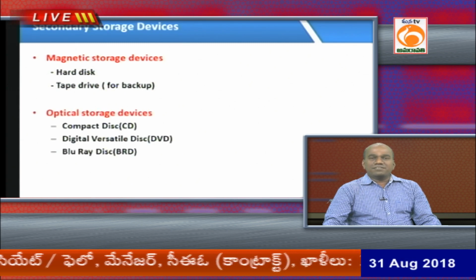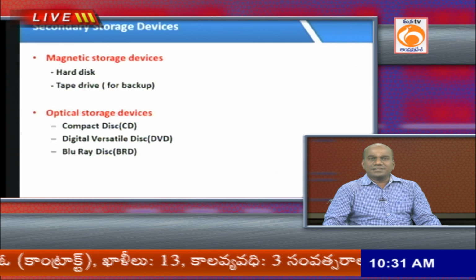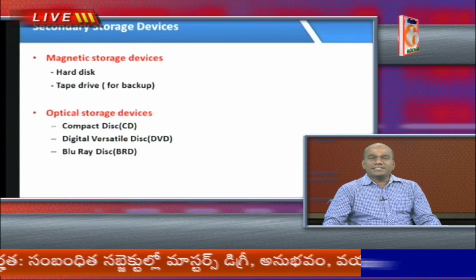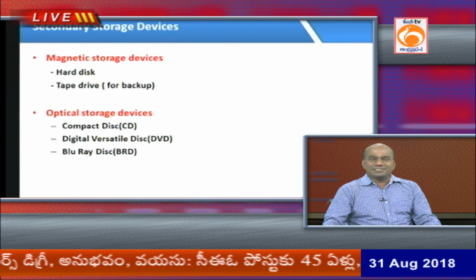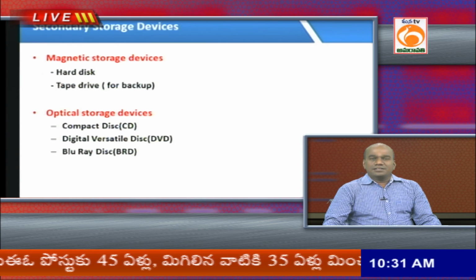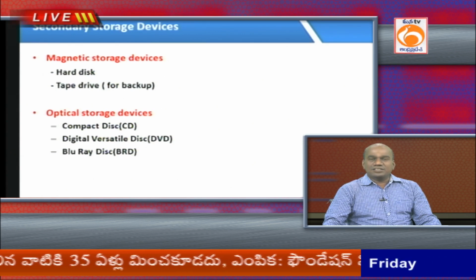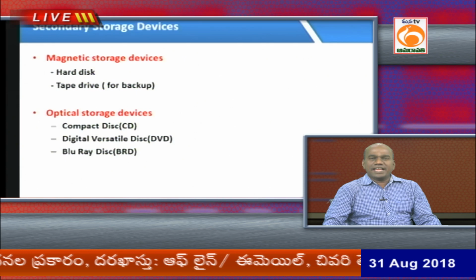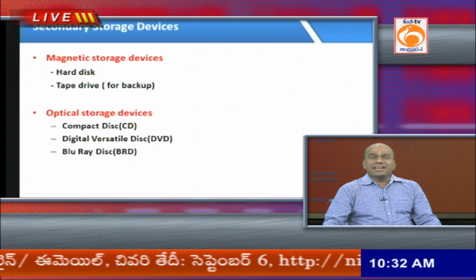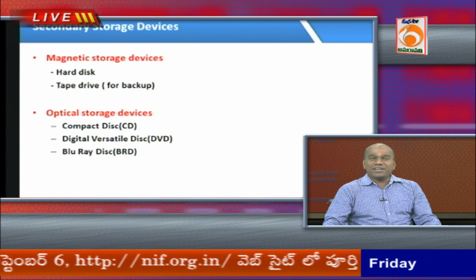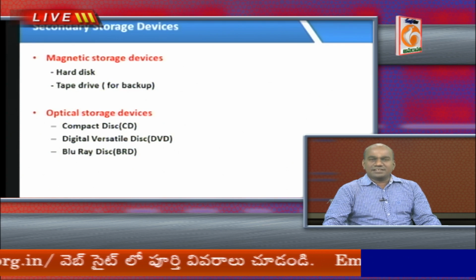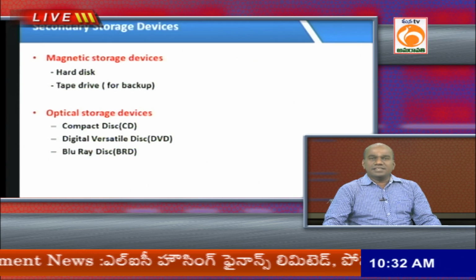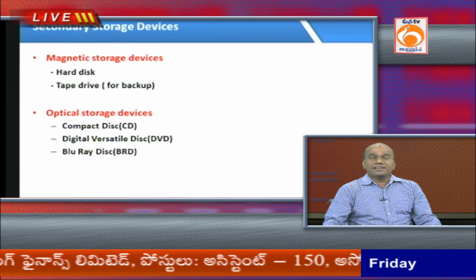Let us see one more type of secondary storage device, that is optical storage devices. The best examples are the compact disc, CD, and the digital versatile disc, called DVD. One more optical storage device type is the Blu-ray disc, BRD, used to play games or store a huge amount of data. The main difference between CD, DVD and BRD is data reading and writing. That is, data access and modification vary, and BRDs and DVDs can store a huge amount of data compared with CDs. This is the second type of secondary storage devices.